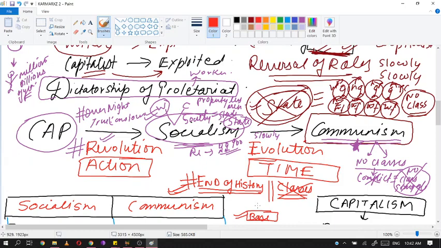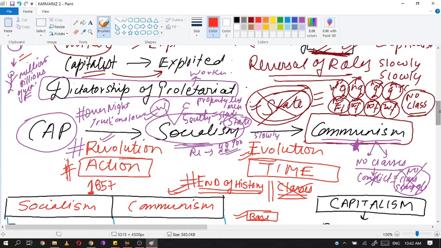Revolution, understand, is an action-based thing. Spontaneous action, everyone together, like the Revolt of 1857. Why do we call it revolution? Because it is sudden and spontaneous. Evolution is a time-based thing, just like a single cell becoming a man.